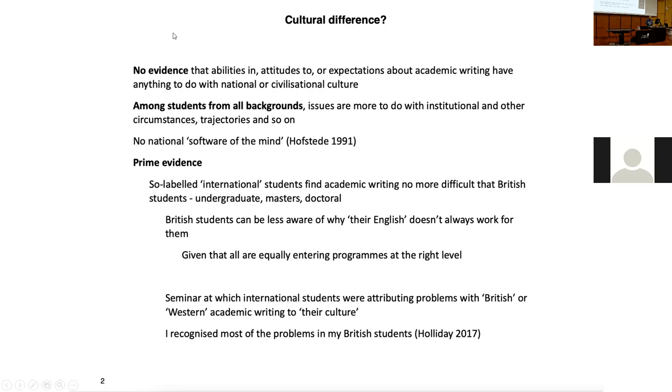The other important point is, I'm talking about students who are at the same level. And there's a slightly anxious relevance there. What sort of students do universities take on? Do all the students that universities take on begin at the right sort of level? And that's all I'm going to say about that.